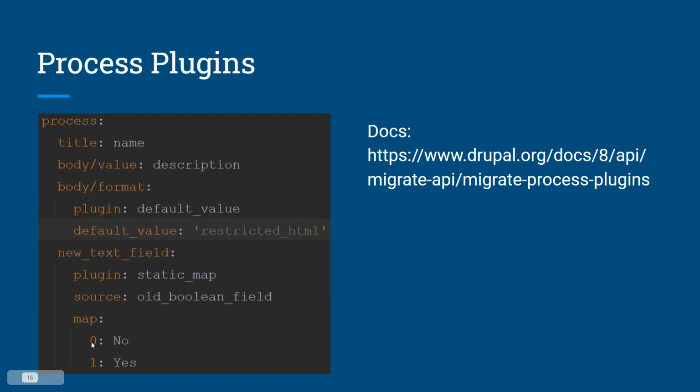If the source data is 0, then we want to enter text of no into the new node field. If it's 1, then we want to enter yes. These are just a few simple examples, and you can find documentation for all of the process plugins that are available on Drupal.org. They generally have very good documentation and examples for how you use them.